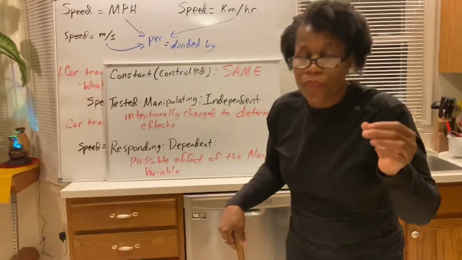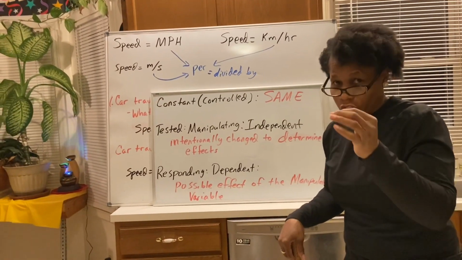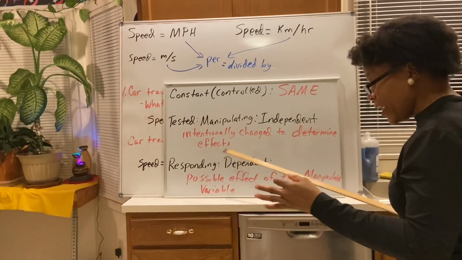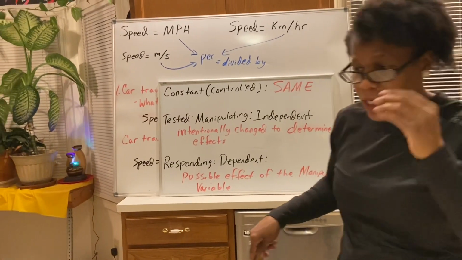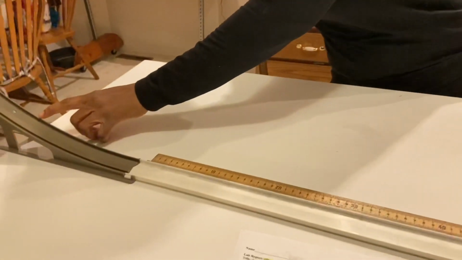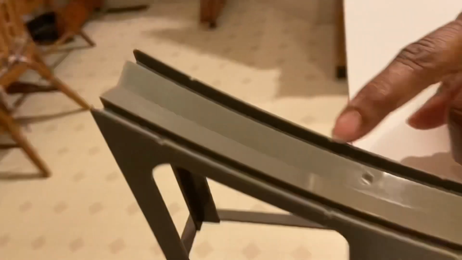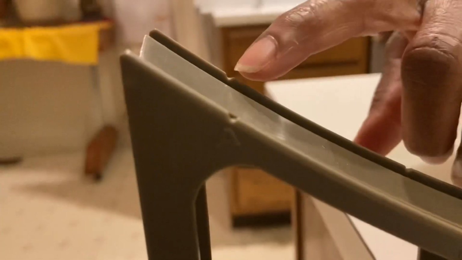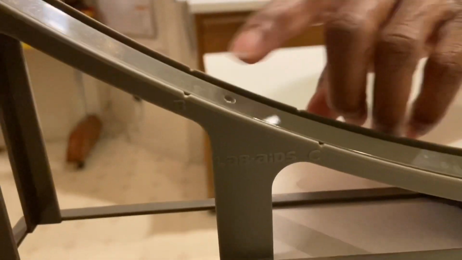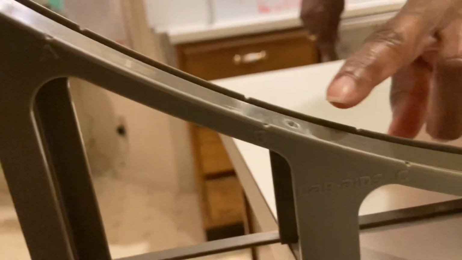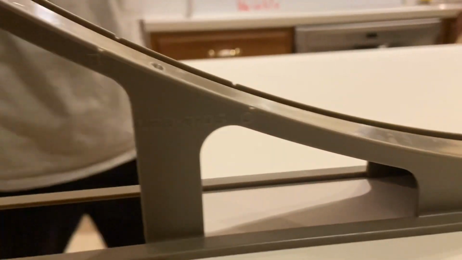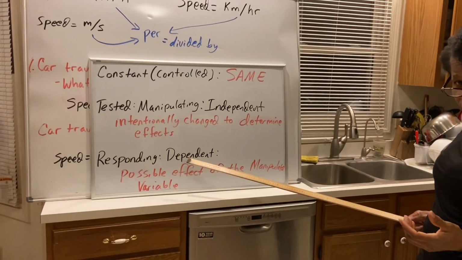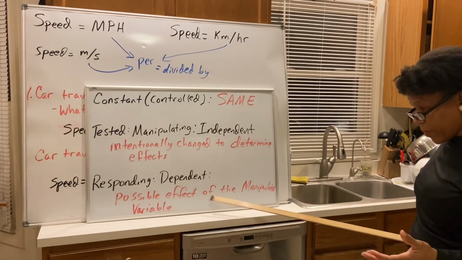If we change the release height, what is that going to affect? When I say release height, I'm talking about notch A, notch B, and notch C. These are our different release heights. How will that affect the speed? And the last variable is our responding variable, or the dependent variable, the possible effect of the manipulated variable.